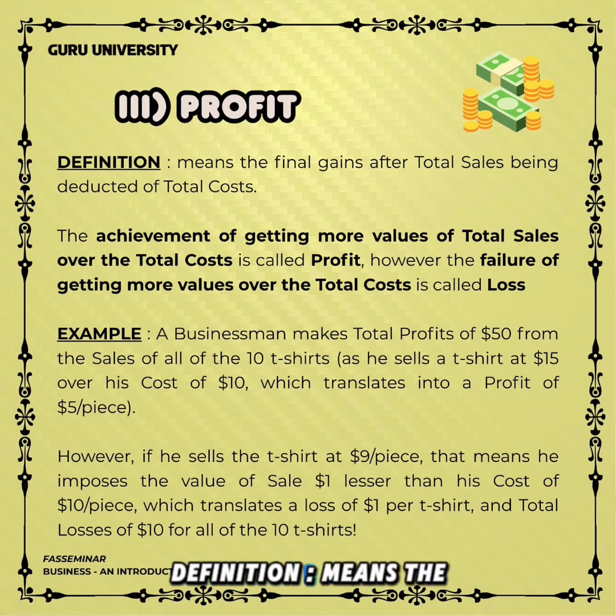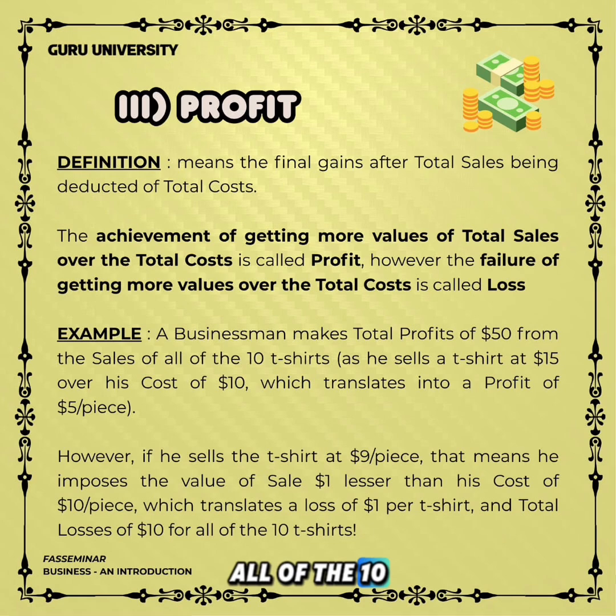3. Profit. Definition: means the final gains after total sales are deducted of total costs. The achievement of getting more values of total sales over the total costs is called profit. However, the failure of getting more values over the total costs is called loss. Example: a businessman makes total profits of $50 from the sales of all of the 10 t-shirts, as he sells a t-shirt at $15 over his cost of $10, which translates into a profit of $5 per piece. However, if he sells the t-shirt at $9 per piece, that means he imposes the value of sale $1 lesser than his cost of $10 per piece, which translates into a loss of $1 per t-shirt, and total losses of $10 for all of the 10 t-shirts.